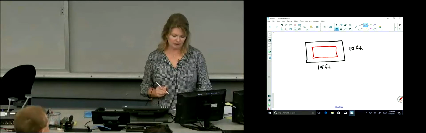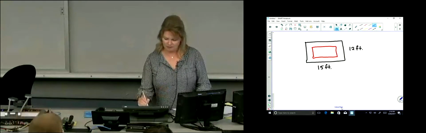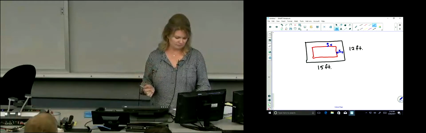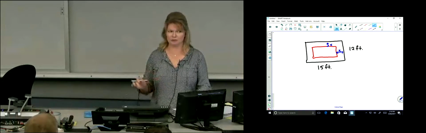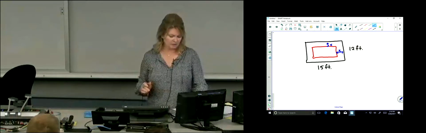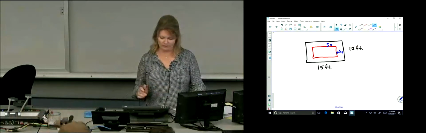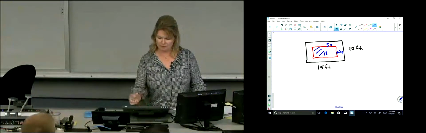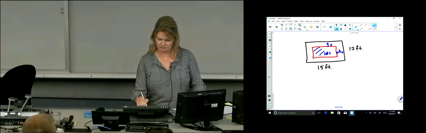And he wants to leave a uniform strip. So that means all the way around, this distance from the rug to the wall is going to be x, because it didn't tell us how wide a strip he wanted. He can afford to buy 108 square feet. So we know that up in here we've got 108 square feet of rug.